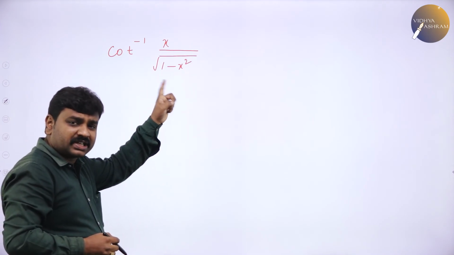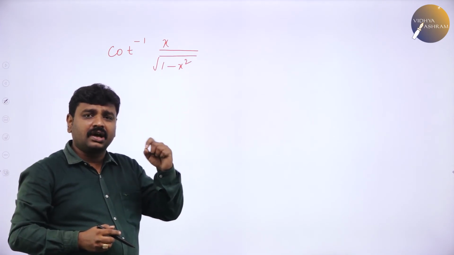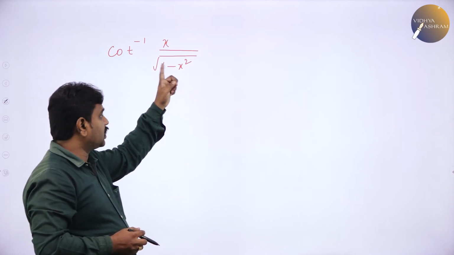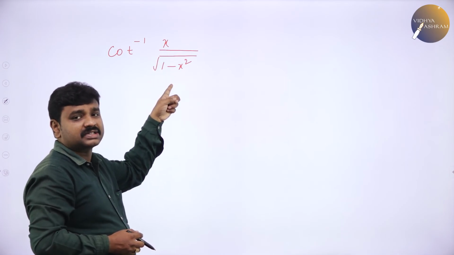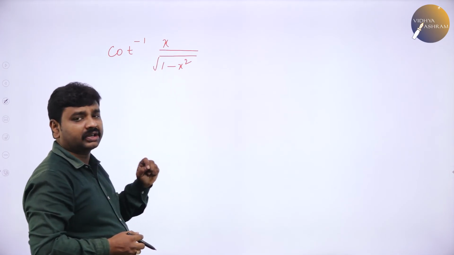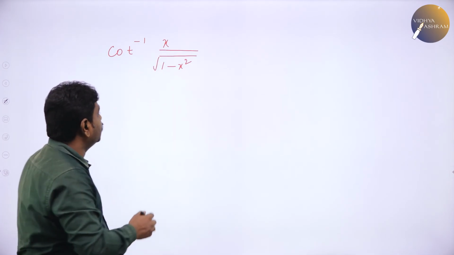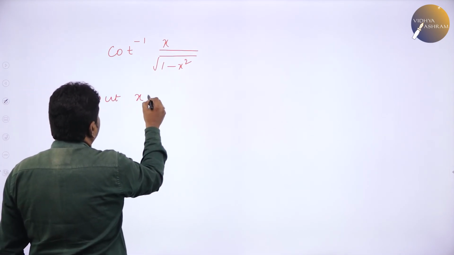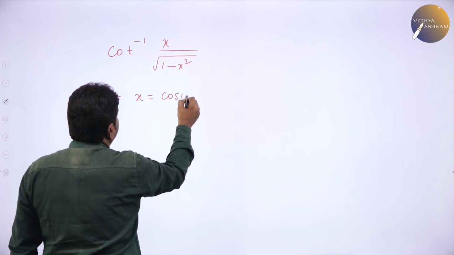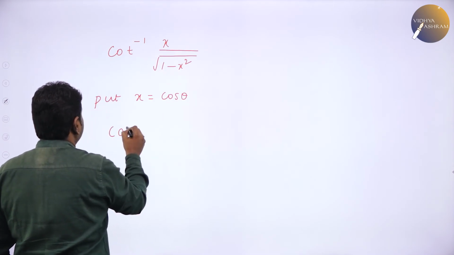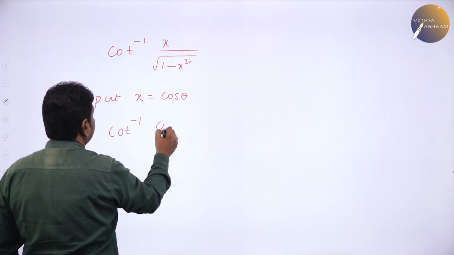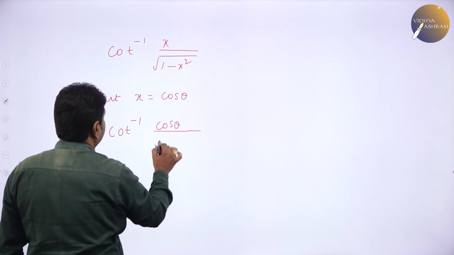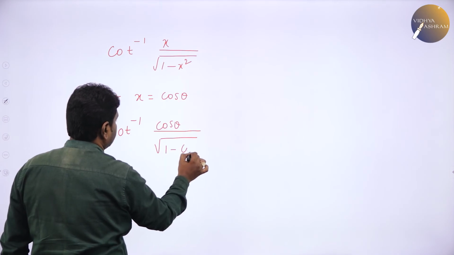Whenever 1 minus x square is there, you can put sin theta or cos theta. If I write sin theta, 1 minus sin square becomes cos square theta, and we'll get sin theta by cos theta, that is tan, but outside we have cot. So to get cot, the best method is put x is equal to cos theta. Then the problem becomes cot inverse of cos theta, in the place of x, divided by root of 1 minus cos square theta.